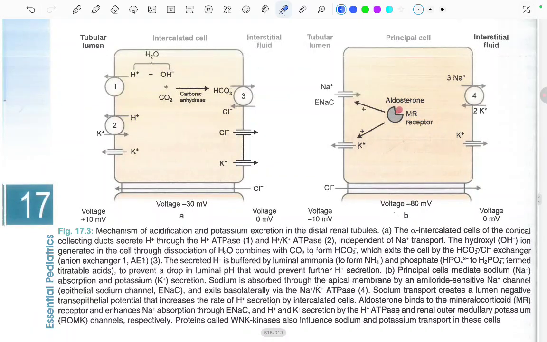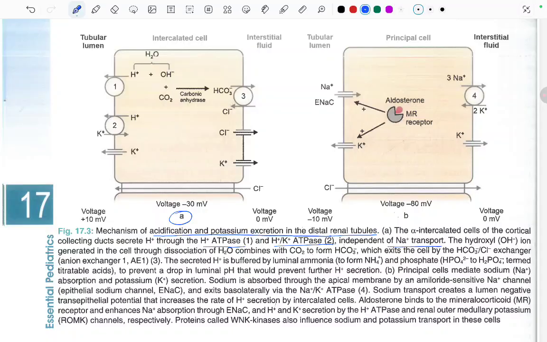This is the mechanism of acidification and potassium excretion in the distal renal tubules. In this image we will see acidification and potassium excretion in the distal renal tubules. So this is the first image, A. What is happening here? Alpha intercalated cells of the cortical collecting duct secrete H plus through the H plus ATPase and the hydrogen potassium ATPase, independent of sodium transport.